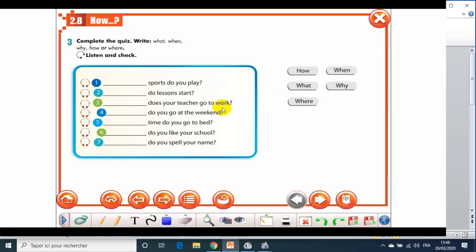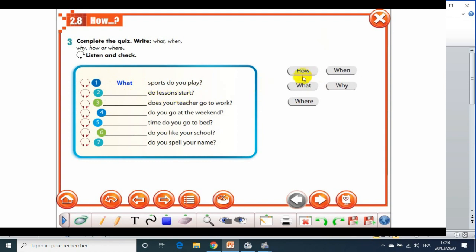Okay, which one do you think is correct? For number 1, 2, 3, 4, 5, 6, and 7. First one. Okay, the first one. What sports do you play? Okay, let's choose. It's correct. Listen. What sports do you play? Okay, number 2.